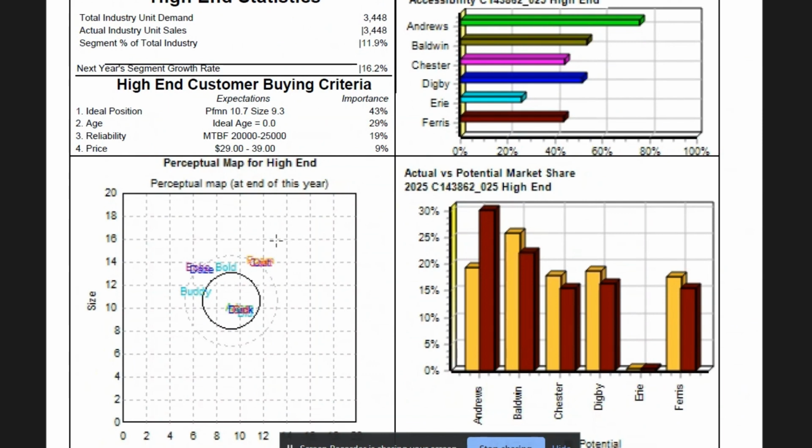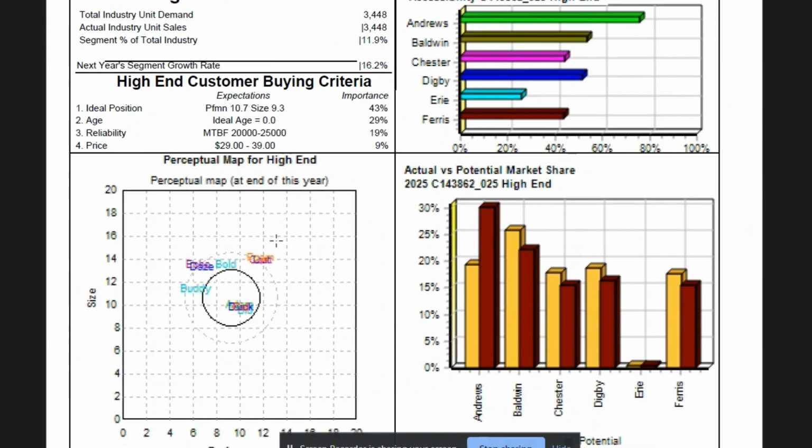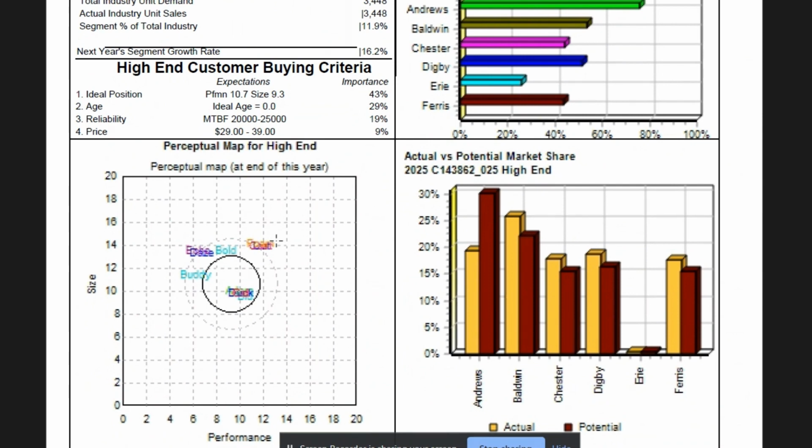Again, guys, you have to go with the feeling and your gut feeling. That's what works in business. And let's go to the high end segment.